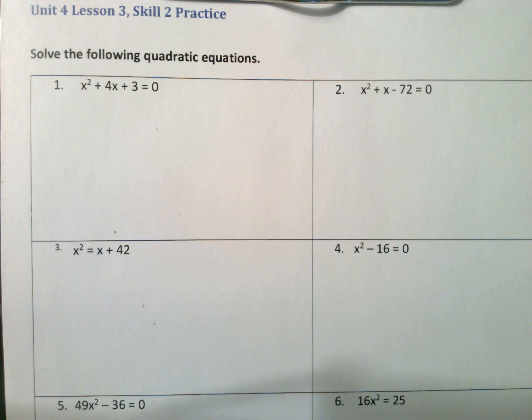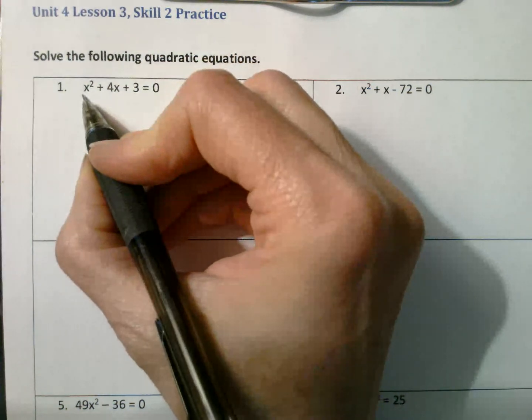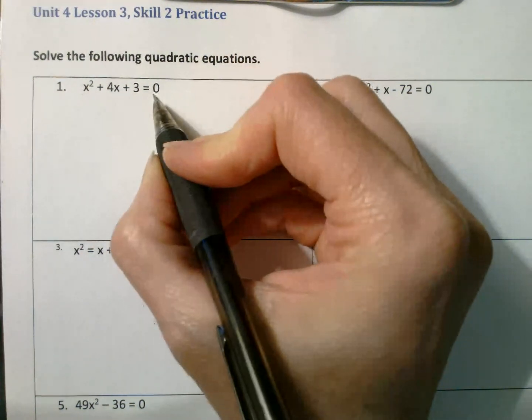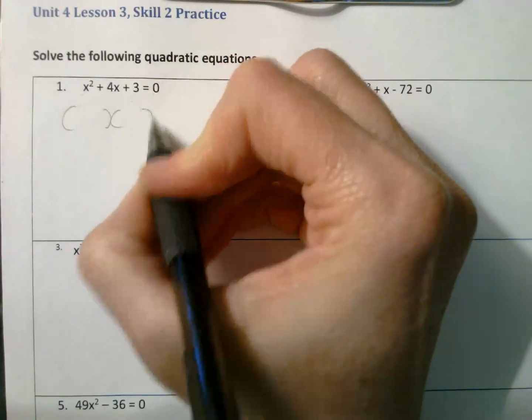Alrighty, this is the last page of the last lesson, Unit 4, Lesson 3. This is Skill 2, solving quadratic equations using the zero product rule. So let's practice this. Step 1, make sure your quadratic equation equals 0. Okay, all the terms are together, so we can factor them.